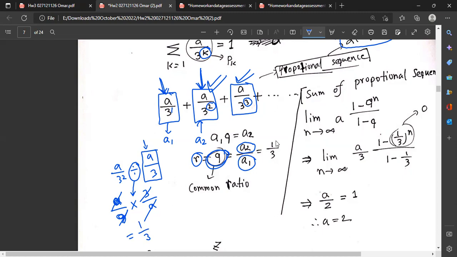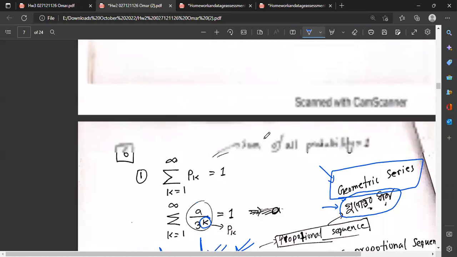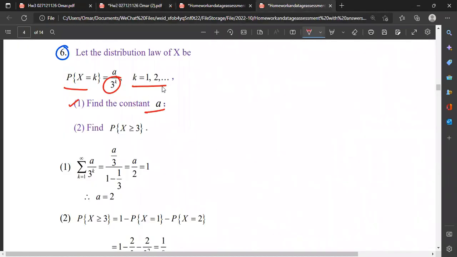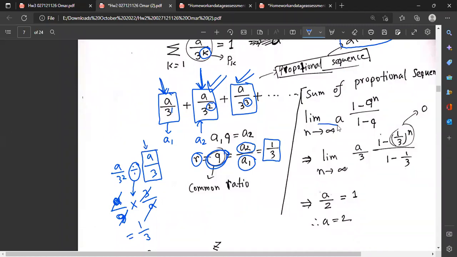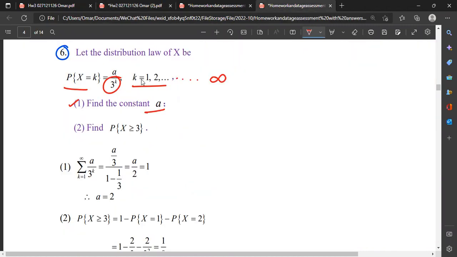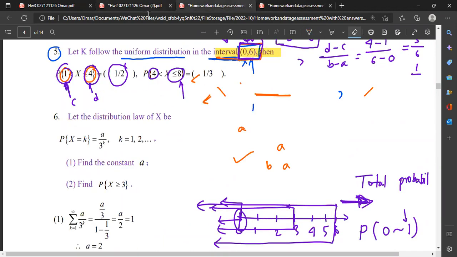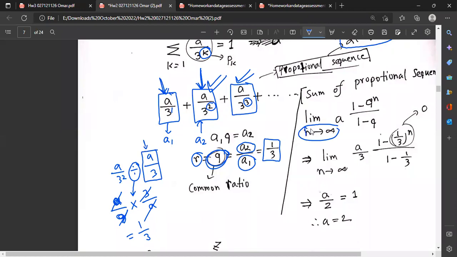That's why the common ratio R here is 1 by 3. And now we have to find the value of A. So we use limit here, okay? Because we have infinite numbers here: k is equal to 1, 2, 3, and this way up to infinity, right? So that's why we use limit here, okay? When n tends to infinity, the value of k tends to infinity, right? We could also write here when k tends to infinity, okay?